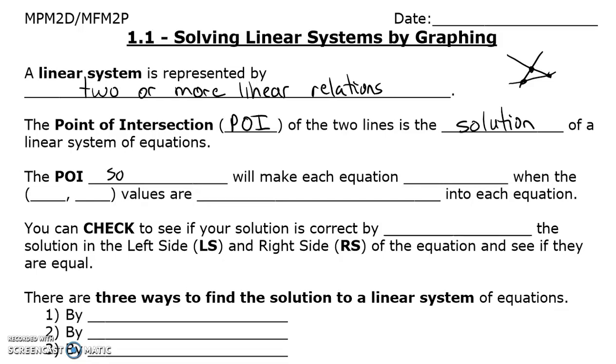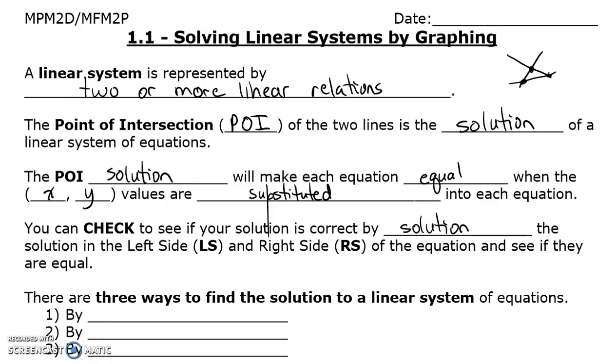The POI solution, the point of intersection solution, will make each equation equal when the x and y values, a certain point x, y, are both substituted into each of the two equations. You can check to see if your solution is correct by substituting the solution into the left side and the right side. And we've done that with checking to see if we've solved an equation correctly in the past.